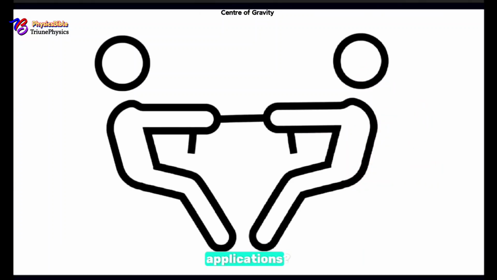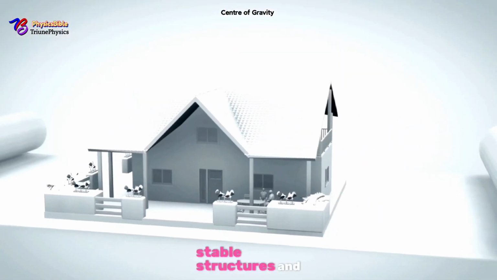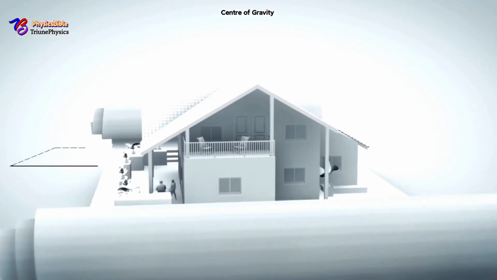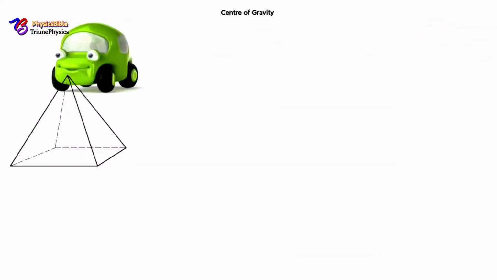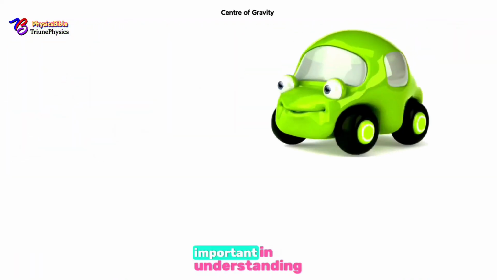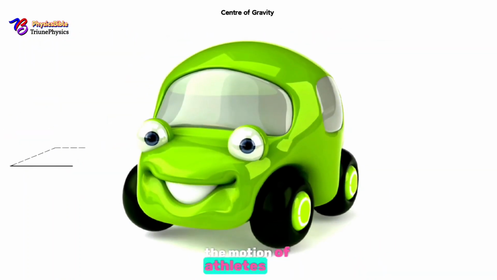So what are the real-life applications? We have engineering design. Center of gravity is crucial in designing stable structures and mechanisms. Number two, transportation. Center of gravity affects the stability and balance of vehicles. Number three, sports. Center of gravity is important in understanding the motion of athletes and objects.